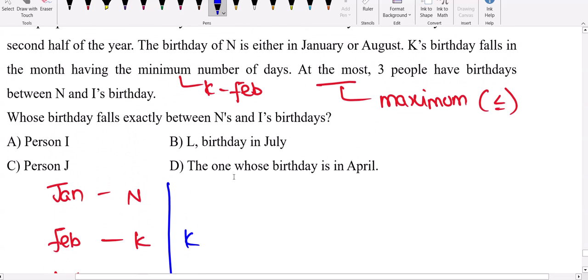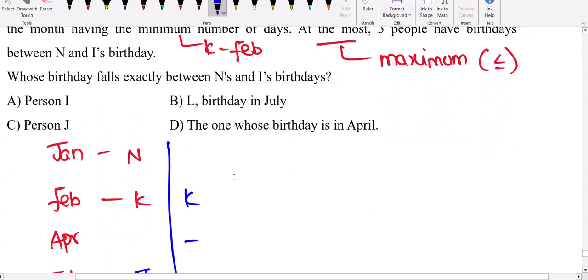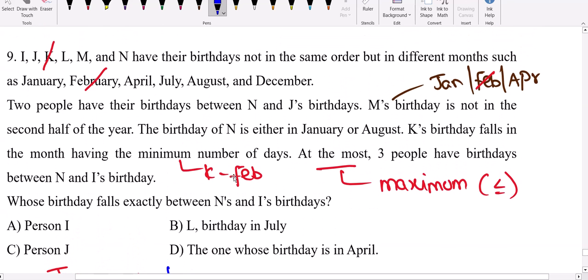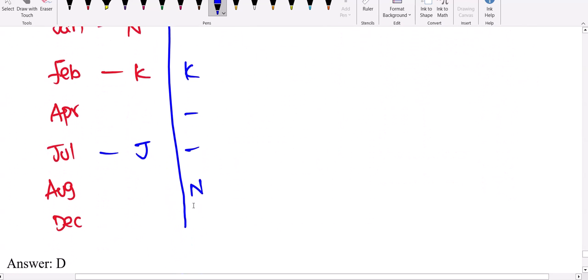Next one, what else is there? M is on January or April. Jan is already allotted for N. Now April should be given for M.